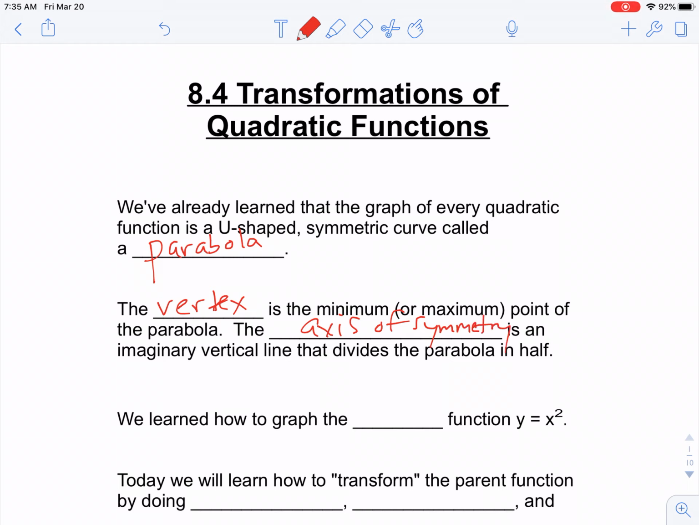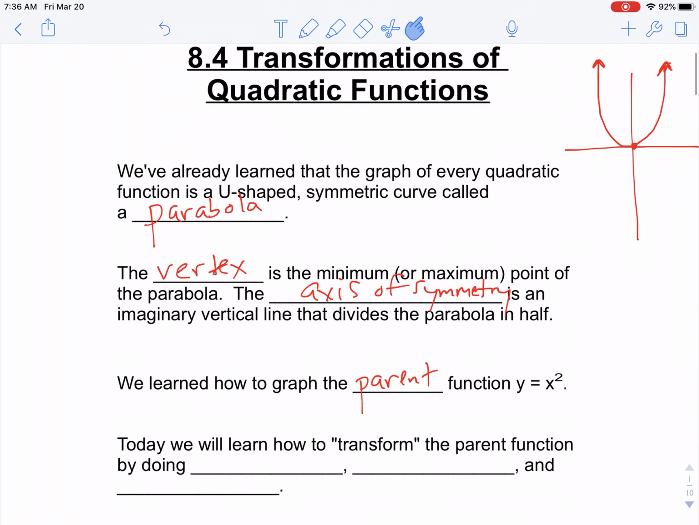We learn how to graph the blank function y equals x squared. That is called the parent function. That's your basic parabola. So if we draw a little picture over here, your basic parabola goes through the origin, has its vertex at the origin and goes upward like that. That's your basic standard parent function parabola.